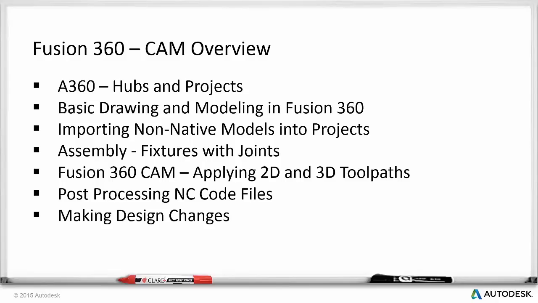And that'll become our assembly template. And then we're going to apply some 2D and 3D toolpaths to make that part. Post-process, get the code out, which is what this is really about, is getting that good code to your machine so that you can run the parts that you had put toolpaths on. And then we're going to make some simple design changes to show you how that integration works between the CAD and the CAM side.